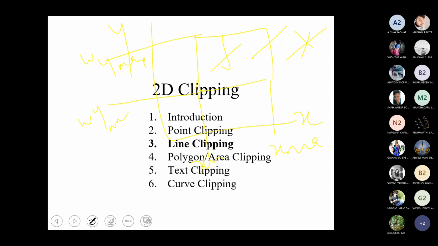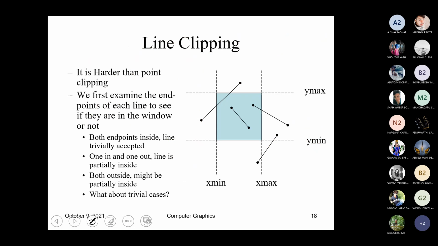Suppose the line is going outside your x max or y max, what should you do? You should clip it off. The same way, when it is coming outside your x min or outside your y min, that also you should clip off. Only what is inside the window will be visible, and what is outside the window will be clipped off. Okay, so we'll see how to do it.